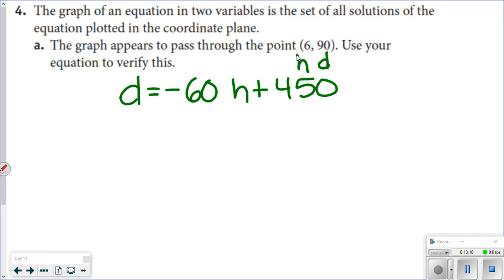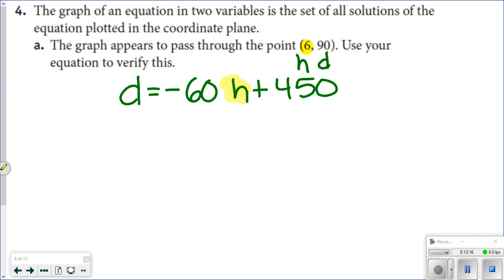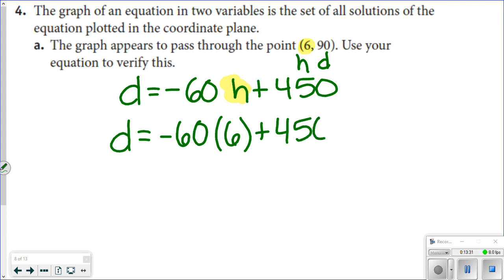Instead of having an h here, let's plug in this 6 and see if we get 90 as our answer. If we do, we're correct. So d equals negative 60 times 6 plus 450. So type this into your calculator as one big problem without the d. Okay, or you might be able to do this in your head, sorry. Negative 60 times 6 plus 450. This is negative 360, plus 450.